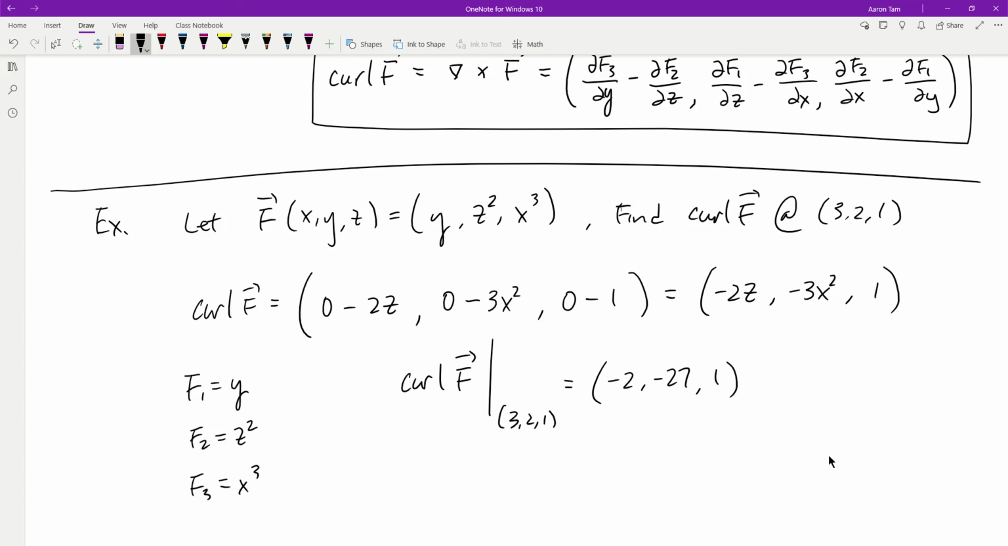That answer actually identifies an axis of revolution, or axis of rotation, which is this vector negative 2, negative 27, 1. It indicates the way the rotation works, which is basically rotating around like this. Whichever way this axis is pointing, the rotation would be around it. And depending on how long this vector is, the longer this curl is, the faster the spinning around it would be.